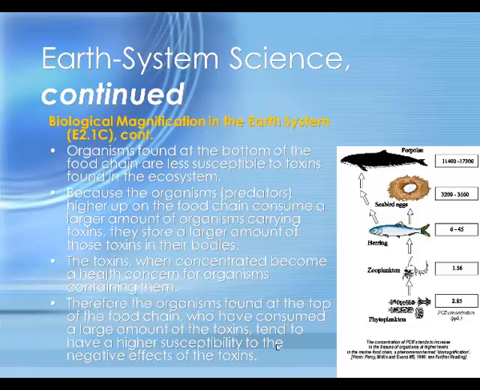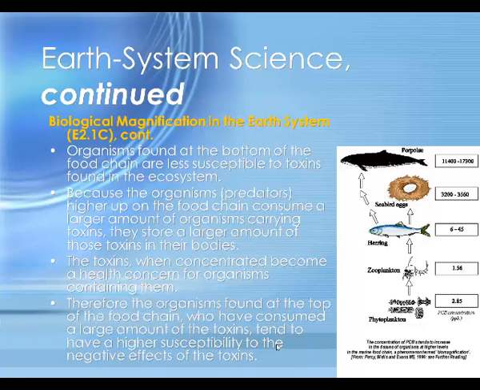So organisms found at the bottom of the food chain are less susceptible to toxins found in the ecosystem. Because predators higher up in the food chain consume a larger amount of organisms carrying toxins, those organisms that are higher up in the food chain tend to gain more of these toxins within their body tissues. The toxins, when concentrated, become a health concern for organisms.